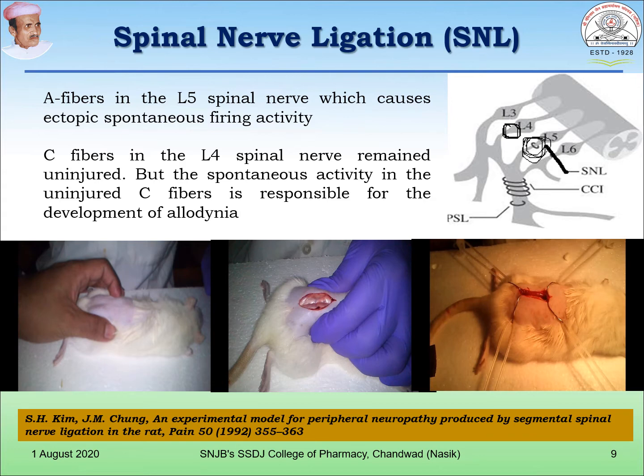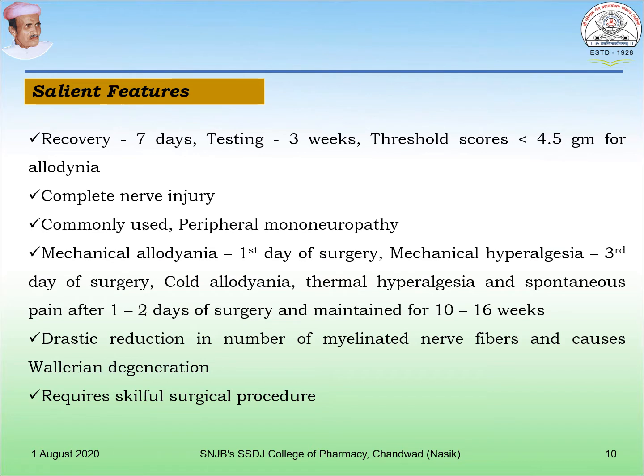Then the salient features of this model are recovery 7 days, testing 3 days, and the threshold value is given, that is less than 4.5 gram. It is a complete nerve injury, it is not partial. Then it is commonly used for peripheral mononeuropathy. Mechanical allodynia you can get on the first day of the surgery. Hyperalgesia you can get on the third day of surgery, and cold allodynia, thermal hyperalgesia, and spontaneous pain after 1 to 2 days. So here you can observe a drastic reduction in the number of myelinated nerve fibers and it causes Wallerian degeneration. But to perform this, it requires a skillful surgical procedure.